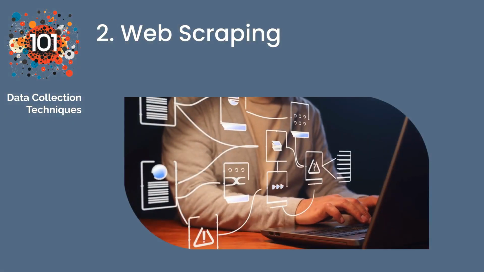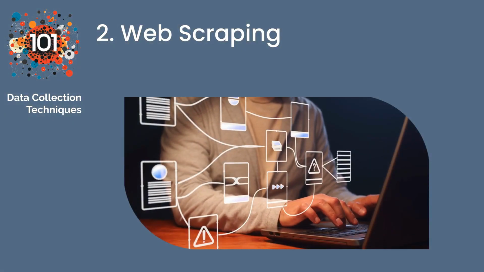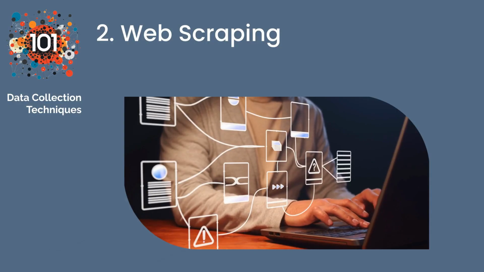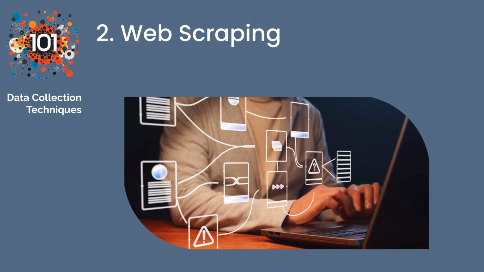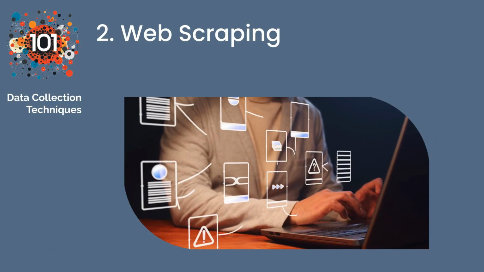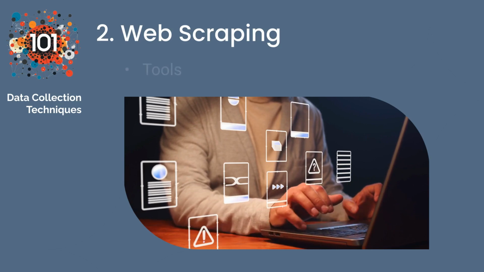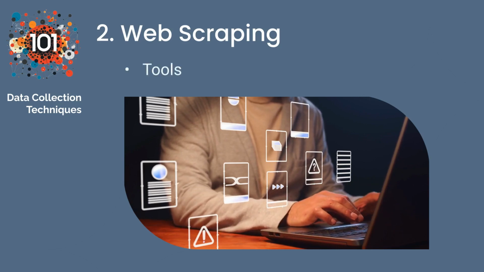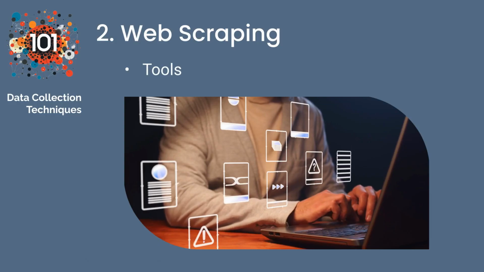Web scraping allows you to extract data from websites, typically by working with the underlying HTML or using APIs offered by the site. It's a highly effective method for collecting large data sets from online platforms like e-commerce websites, social media, and many others. To carry out web scraping, you often rely on tools such as Beautiful Soup or Scrapy, which help automate the extraction process.